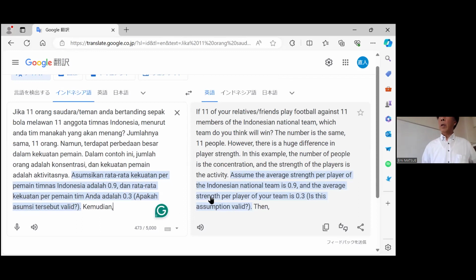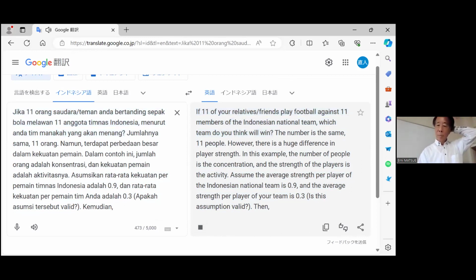Thirty years ago, in soccer, Indonesia was stronger than Japan. But now Japan is stronger than Indonesia. So if 11 of your relatives and friends play football against 11 members of the Indonesian national team, which team do you think will win?